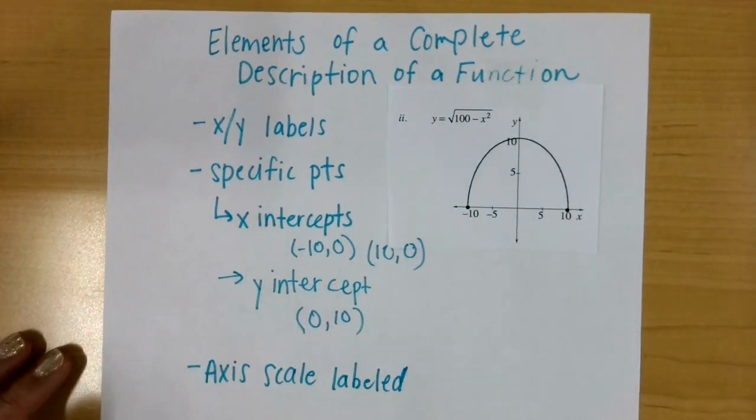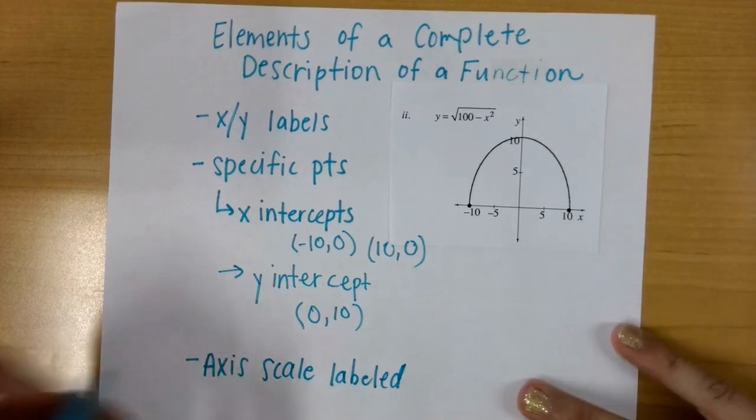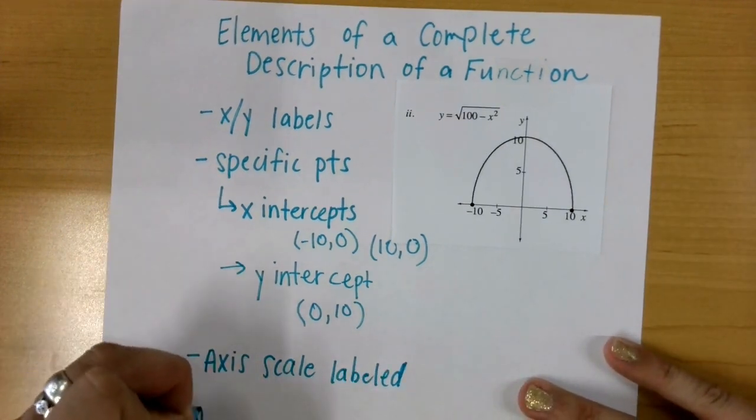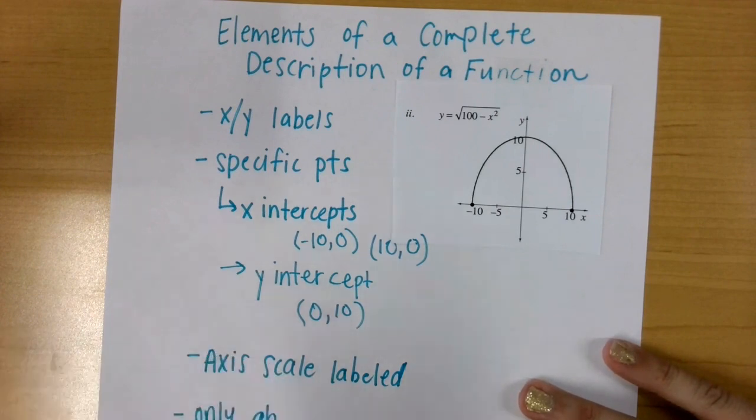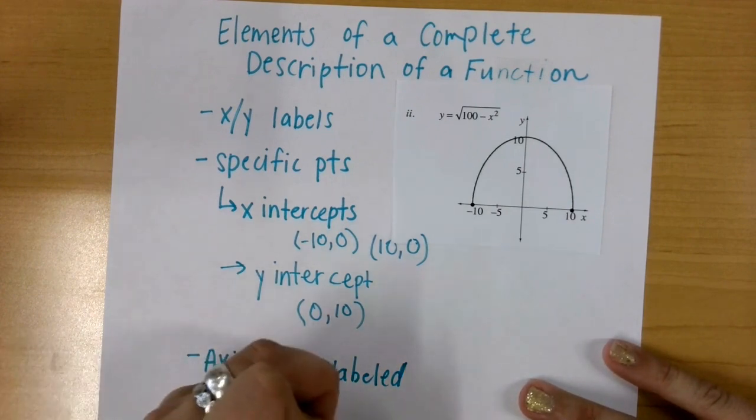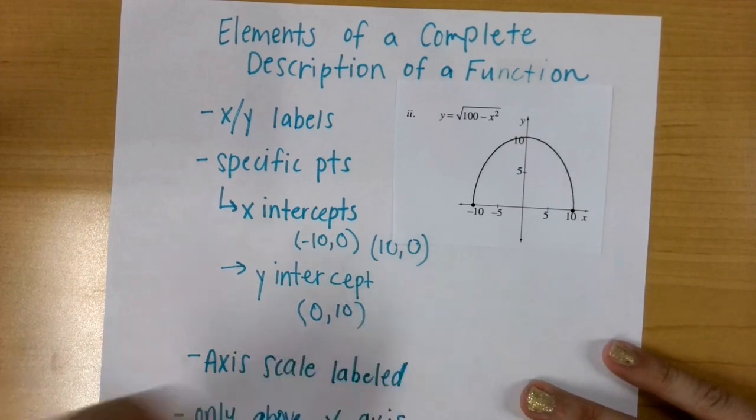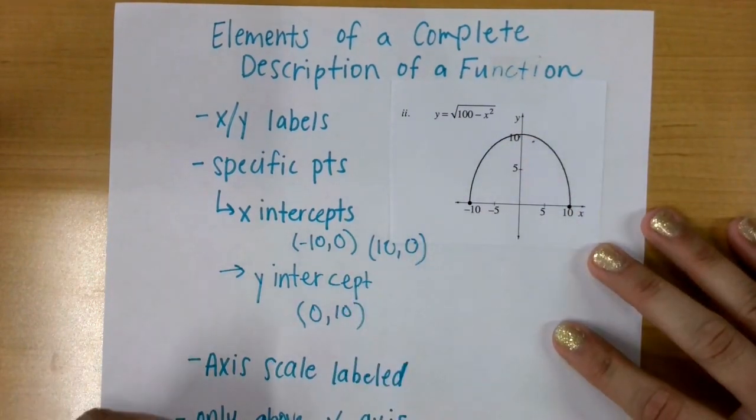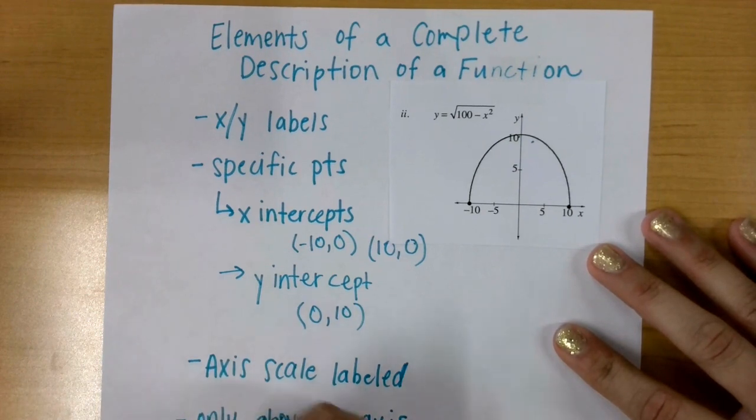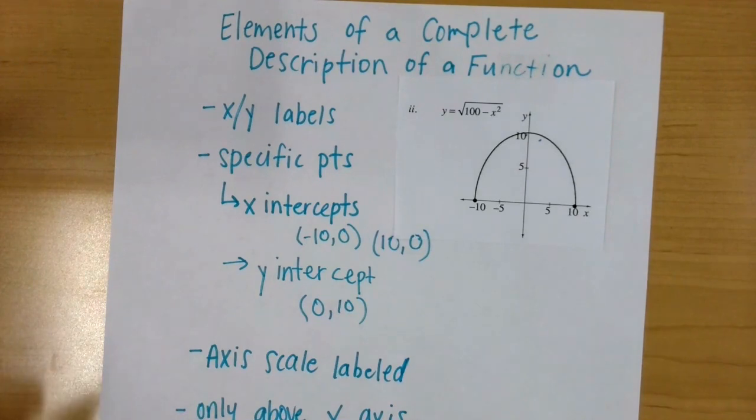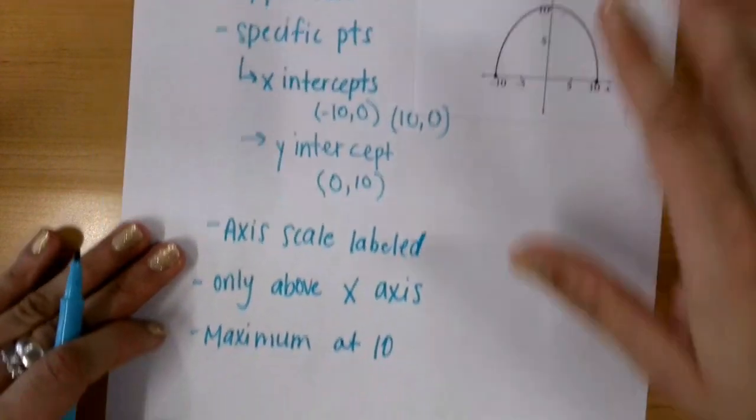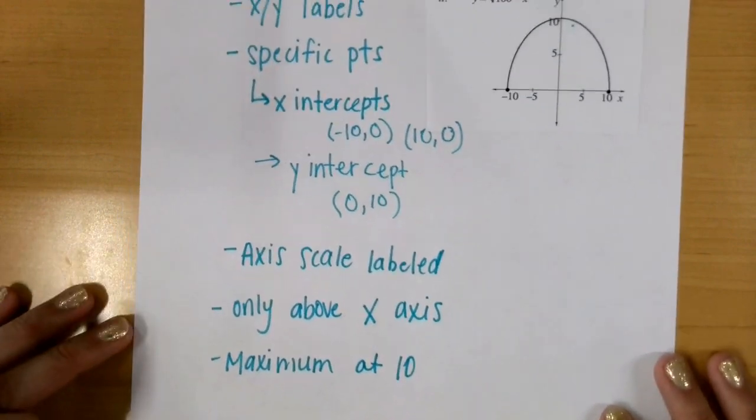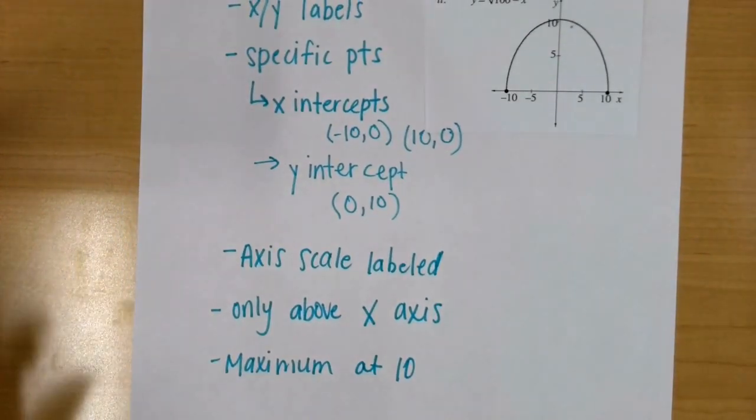Okay. Another thing that I could do is I could describe this graph. I could say it is only above the y-axis, or excuse me, above the x-axis. Okay, so notice it's only here. I could say it has a maximum up at 10. Scroll this down for you. Maximum at 10. So these are all descriptors to make that complete description of a function.